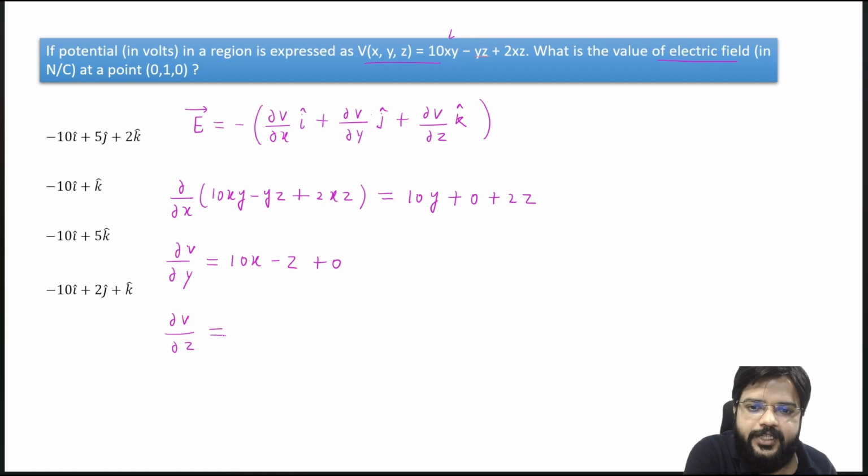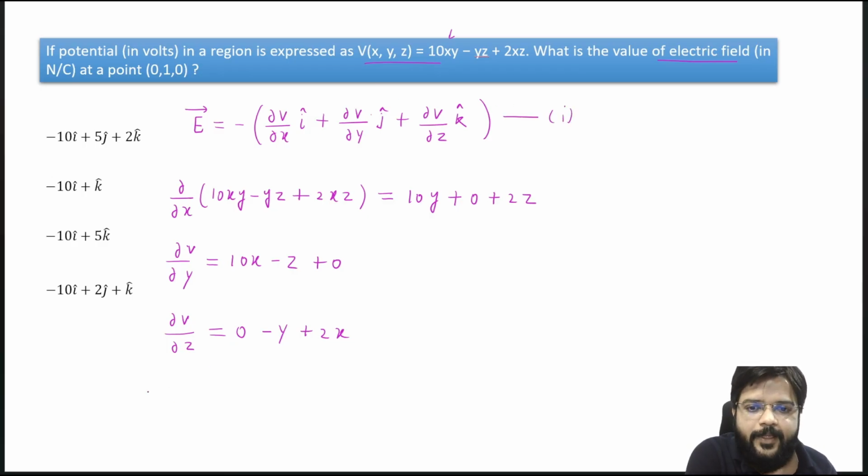Now do it with respect to z. In the first term we have 10xy, means z is not present, so it is 0. The whole term is constant here. Then we have minus yz, so we will get minus y. Then we have 2xz, so here we are getting plus 2x. Correct? So we have now del v by del x, del v by del y, and del v by del z also. Put in this equation number 1, everyone.